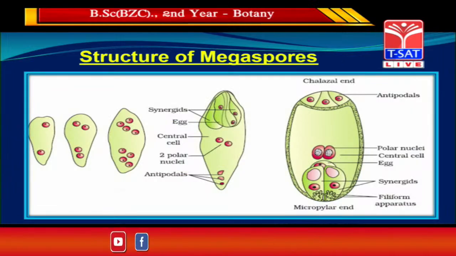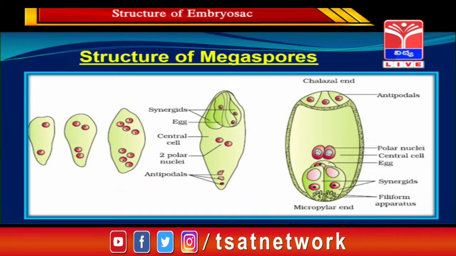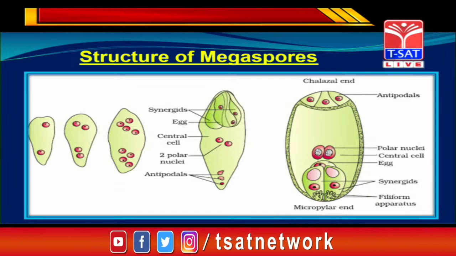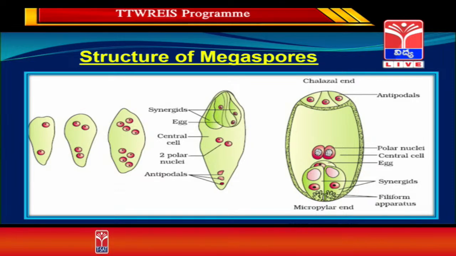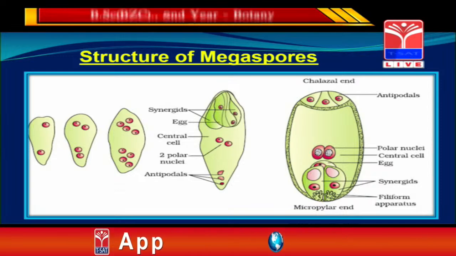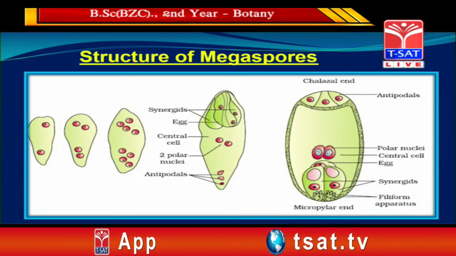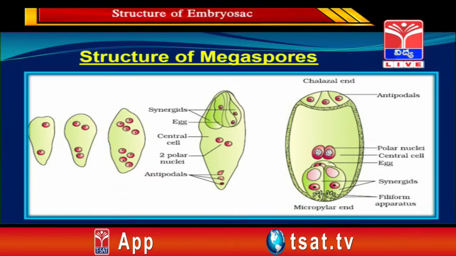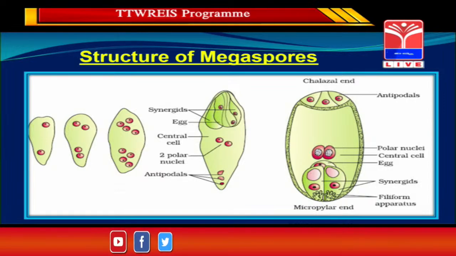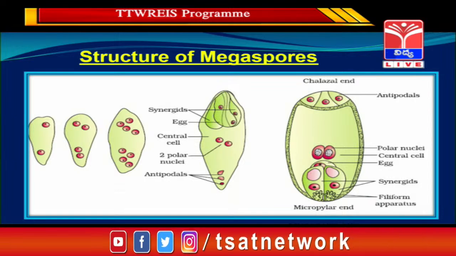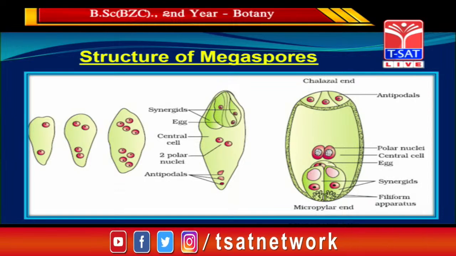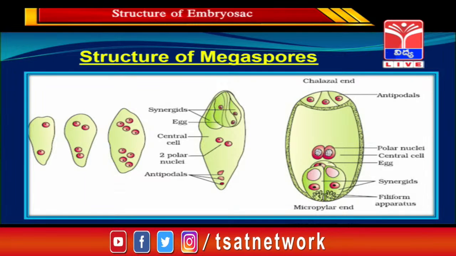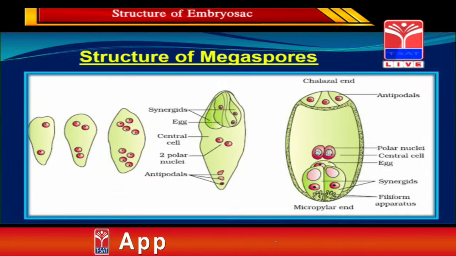And see here the structure of the megaspore. To form the megaspore, first the nucleus undergoes division and forms 4 cells. These 4 cells undergo division, then form 8 nuclei. The 8 nuclei are arranged as 3 cells at the micropylar end and 3 cells at the chalazal end, and the remaining 2 are in the middle of the embryo sac. Lastly, we observe that the embryo sac is formed.